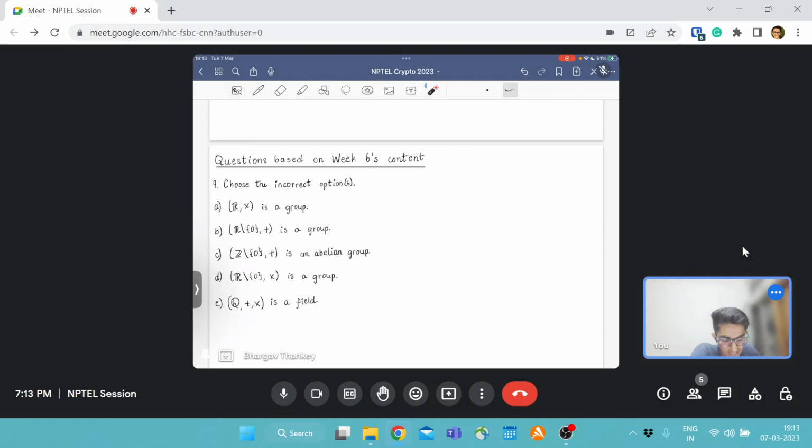Option C is Z minus 0, comma plus is an abelian group. Option D is R minus 0, comma product is a group. And option E is Q. By Q, I mean the set of rational numbers. The operations plus and product is a field. Oh, by the way, I forgot. By Z, I mean the set of integers. So, which of these options are incorrect?